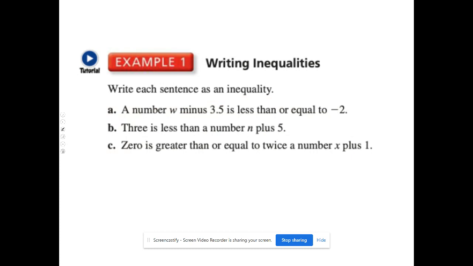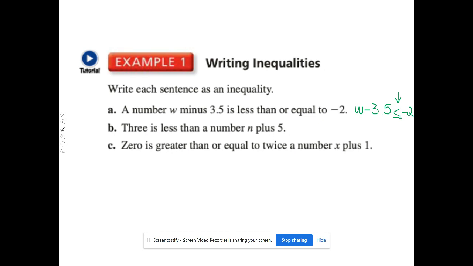So let's look at a couple of examples of writing inequalities. In each sentence, we'll write an inequality to go along with it. A: A number w minus 3.5 is less than or equal to negative 2. So we've got a number w minus 3.5 is less than or equal to, so there's my less than or equal to symbol, negative 2. The key thing here is knowing that that symbol represents less than or equal to.